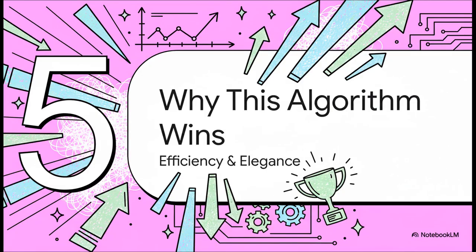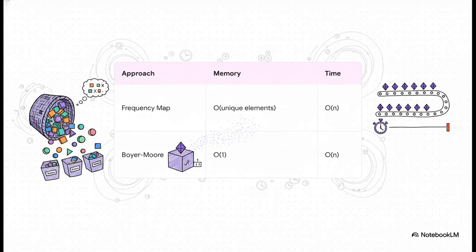So elegant. So, okay, the logic is elegant, the code is simple, but why is this algorithm considered so powerful? Why is it such a big deal? Well, let's take a look at its performance. This slide right here tells the whole story. Now, both approaches take linear time, or O of n, which just means they have to look at every element once. No getting around that. But look at the memory difference. It's huge. A frequency map needs space for every single unique element. But Boyer-Moore needs O of 1, or constant space. That's the magic. It only ever stores 1 candidate and 1 count. It doesn't matter if the list has 10 items or 10 billion.